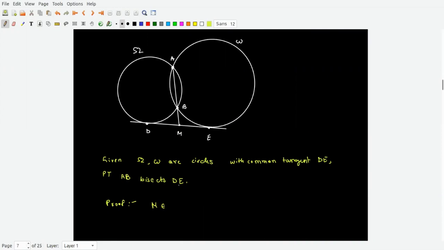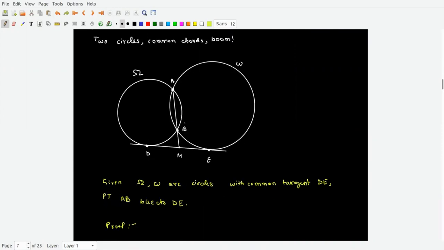Oh, I didn't even say the statement. We have two circles, capital omega and small omega, and A and B are the intersecting points. D and E is the common tangent, which touches both the small omega and the big omega circle. Then you consider the intersection of AB and DE and call it M. So now this M would be the midpoint of DE. Yeah, this is the statement.